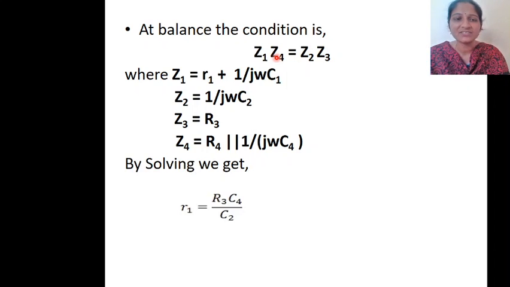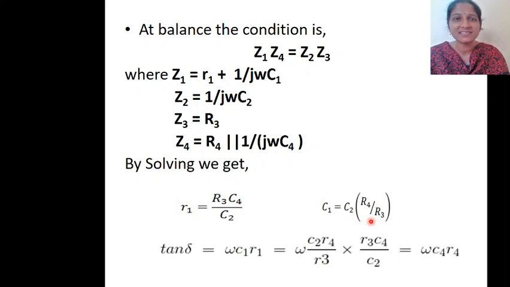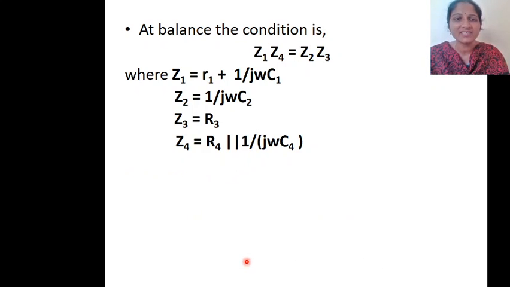the equations. So by equating the real part, you will be getting R1 is equal to R3 C4 by C2 and C1 is equal to C2 into R4 by R3. And also by using Schering bridge, you can calculate the dissipation factor also. The dissipation factor is nothing but tan delta, which is equal to omega C1 R1. So tan delta can be arrived from the phasor diagram.